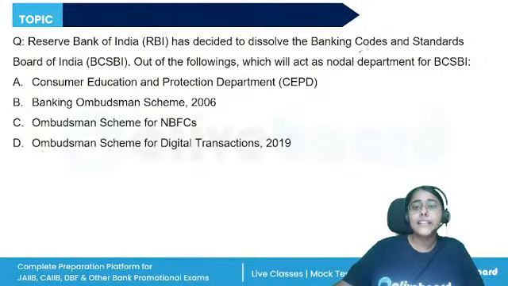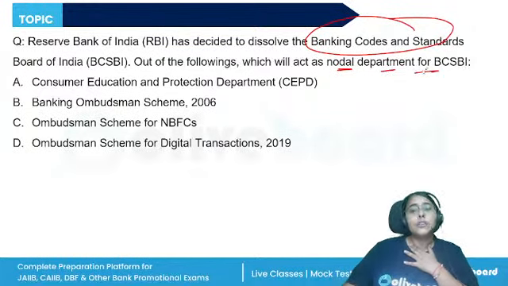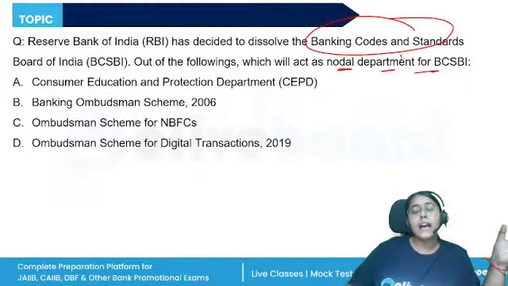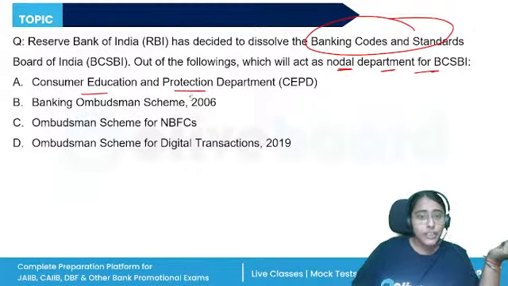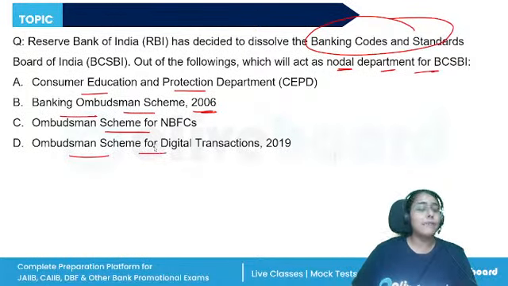RBI has decided to dissolve the BCSBI. Out of the following, which will act as the nodal department? Which department has replaced or superseded the BCSBI? Is it the Consumer Education and Protection Department? Is it the Banking Ombudsman Scheme of 2006, Ombudsman Scheme for NBFCs, or the Ombudsman Scheme for Digital Transaction?